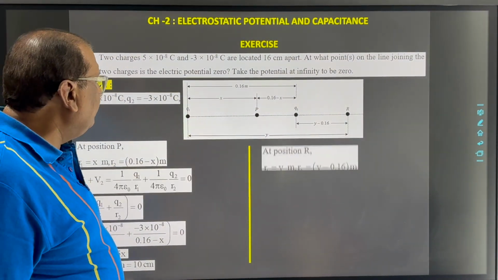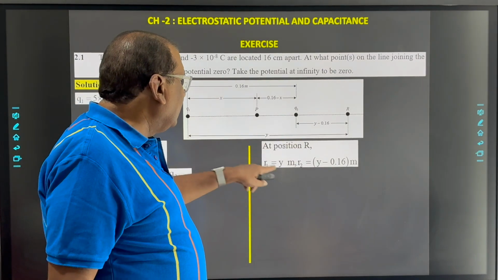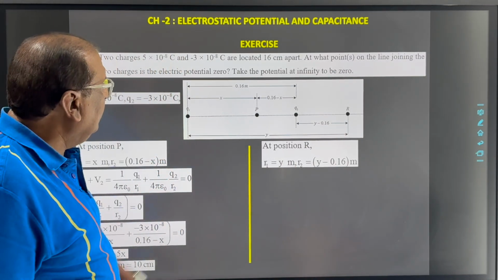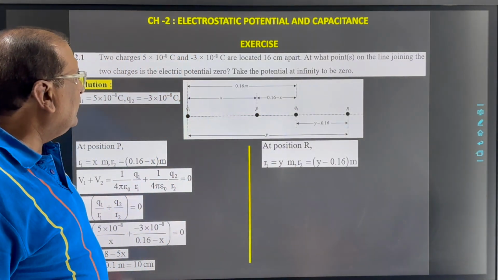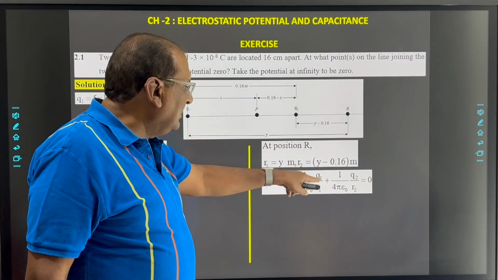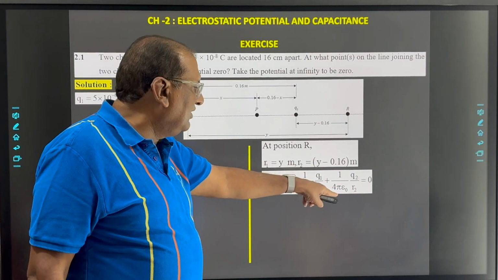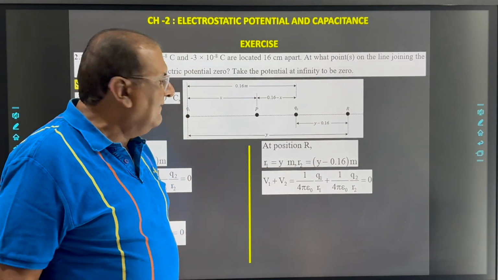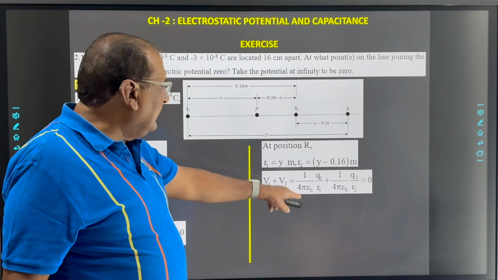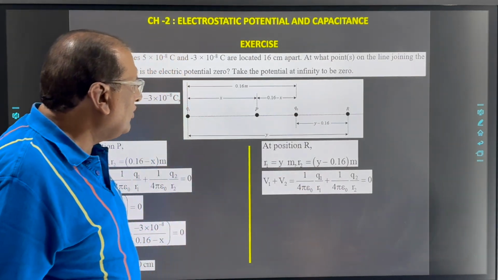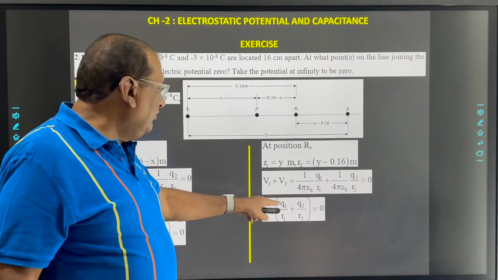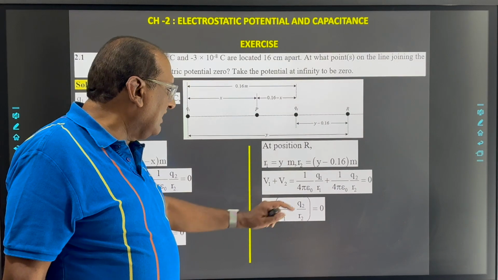Now as per this one, we can write at position R, R1 is y meter, R2 is y minus 0.16 meter. And at R, the electric potential is again V1 plus V2, 1/(4πε0) Q1/R1 plus 1/(4πε0) Q2/R2, and net potential is equal to 0. Again take 1/(4πε0) common, take it on right hand side, it will be cancelled. Now substitute here the values of Q1, Q2, R1, R2.